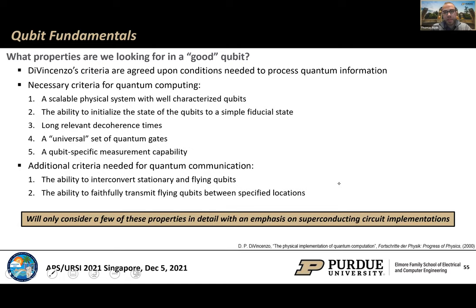Again, you can't just take an atom and throw it halfway around the world very well. You can't take a superconductor and do that. So flying qubits are typically photons, which are very good, obviously, at transmitting over long distances. And then in addition to that, we also need to be able to faithfully transmit these qubits between specified locations, so two locations that we want to actually work with. So this is, at a high level, the criteria that we want to judge qubits by. And being able to do these different judgments becomes a very detailed process for the different physical systems of interest.